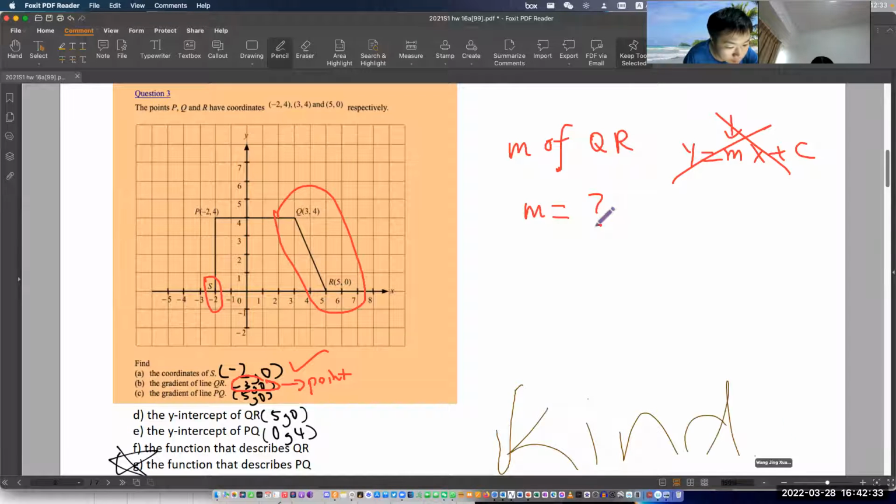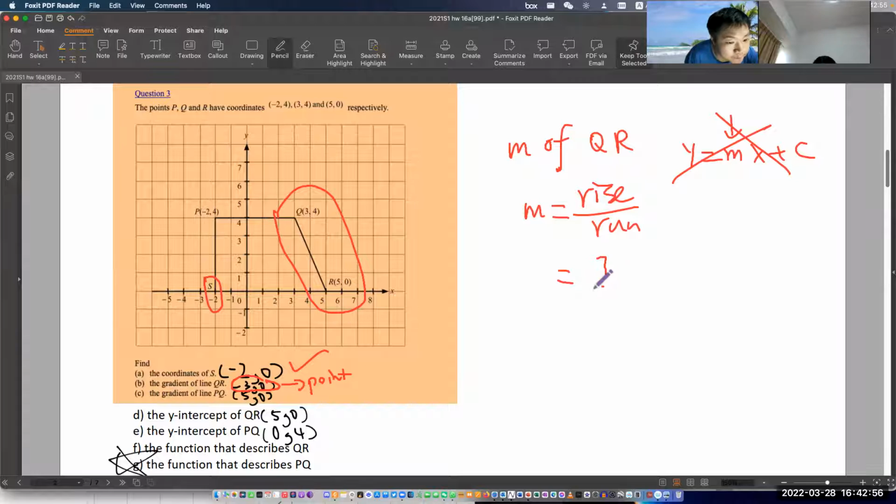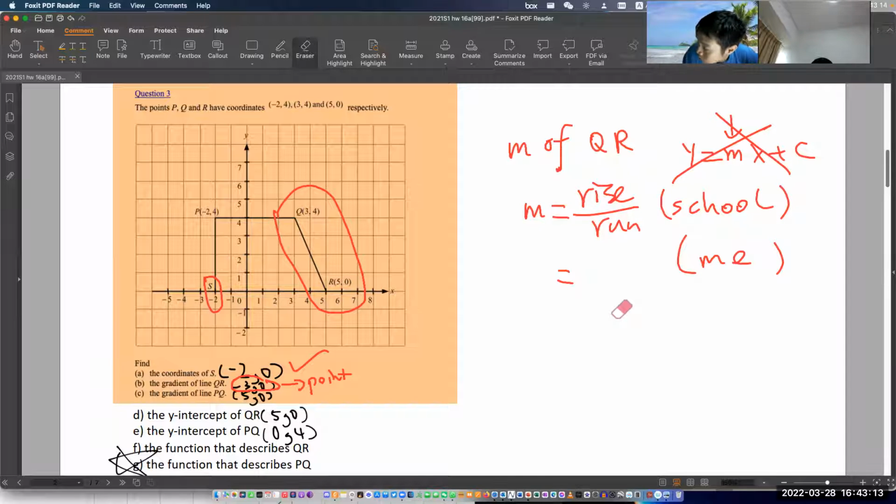Rise over run, right? According to your school, it is rise over run. But for me, I would prefer the formula. So what's the formula? This is from your school. Then what's the formula from me? If you remember the formula to find gradient, can you write it down here?